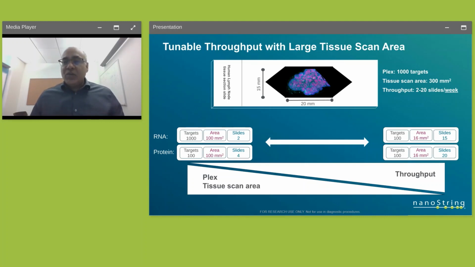CosMx is designed to enable both discovery and translational research. You can use CosMx to analyze, let's say, up to 1,000 targets with a 100 millimeter square area and with 2 slides per week. And on the other hand, you can also select to use CosMx to analyze 100 targets with a more biologically focused area, let's say around 16 millimeter square, with up to 20 slides per week. So flexibility is with the researchers. The one thing to keep in mind is that CosMx throughput is inversely proportional to the plex and tissue scan area.